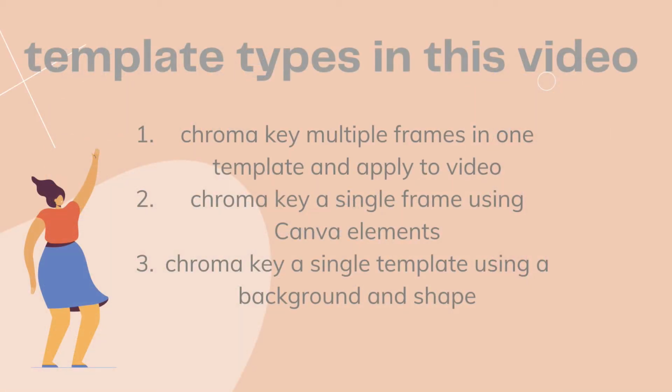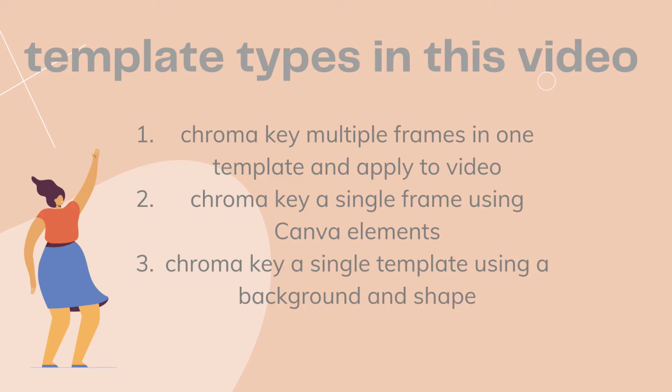it may not be feasible for editing and rendering purposes. The 3 template types I will show you are: chroma key multiple frames in one template and apply to a video, chroma key a single frame using Canva elements, and chroma key a single template using a background and shape.